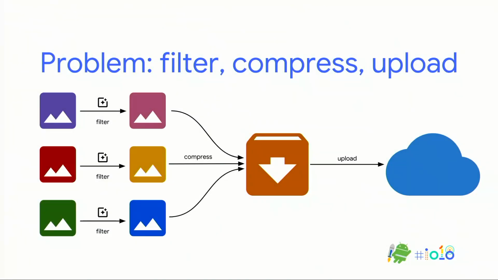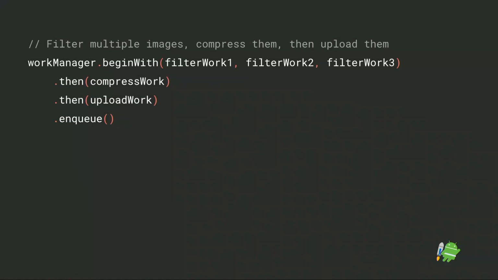So let's choose an even more complex example. Now you want to filter your photos, so you want to apply some kind of, I don't know, grayscale filter or sepia filter to them. Then you want to compress them. Then you want to upload them. How would you do this? WorkManager makes it very simple. So first you say, begin with, you do all the filter works in parallel. After those have all completed successfully, then you do your compression work. And after those have completed successfully, then you do your upload work. And don't forget to enqueue at the end.